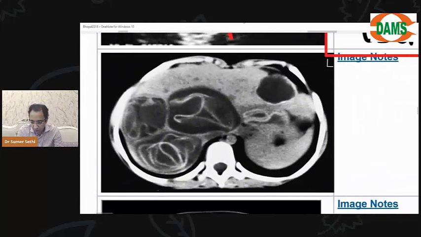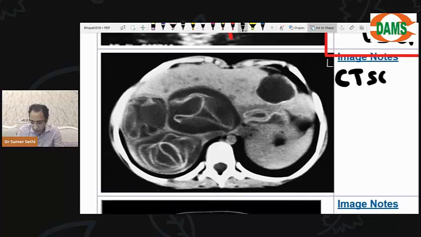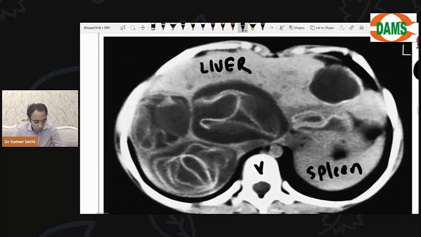The next image is a CT scan image, which was asked 2 years back in the NEET exam. This is your liver. They said identify the disease. This is the spleen, vertebra. I want you to look at the image and tell me, listen to me and answer, where is the disease located? Which organ is diseased? The answer is liver. It is the liver which is diseased.